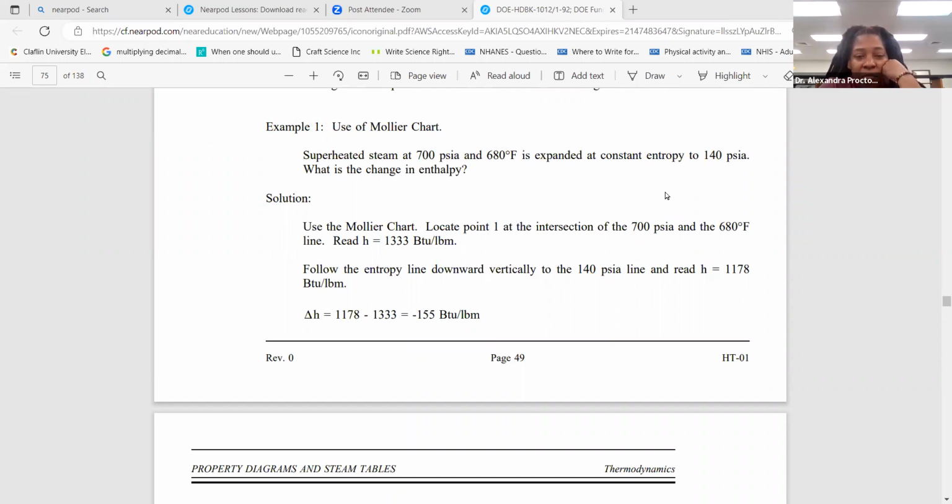So going back to that Mollier diagram, if you read it at 680 degrees Fahrenheit and 700 psi, the H is equal to 1333 BTU per pound mass. If you follow the entropy line down vertically to the 140 psi line, then you read that the enthalpy is 1178 BTU per pound mass. So if you subtract 1178 from 1333, you get negative 155 BTU per pound mass for the change in enthalpy.